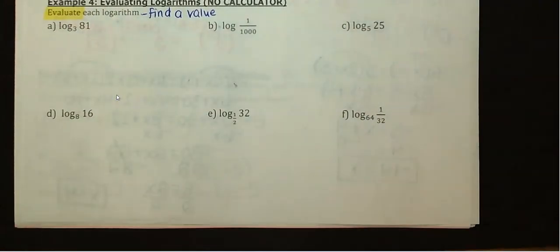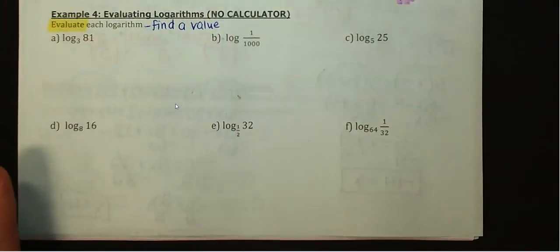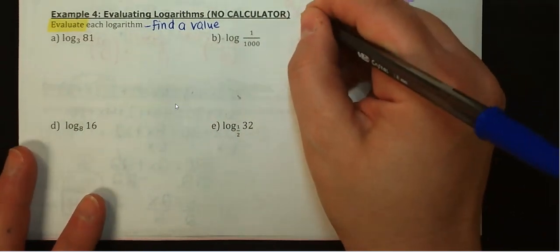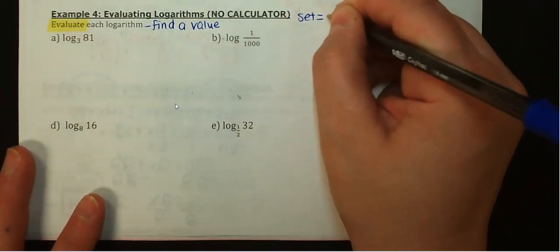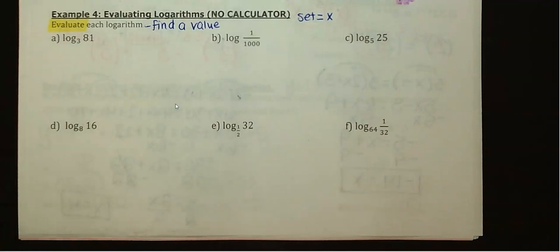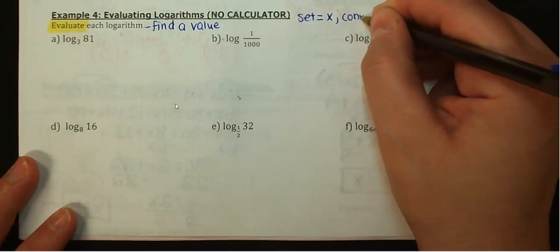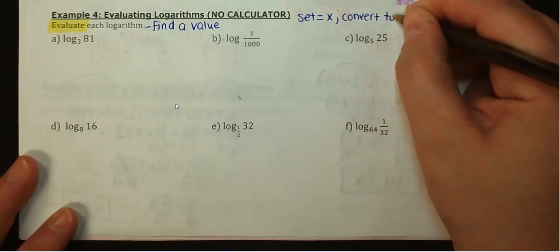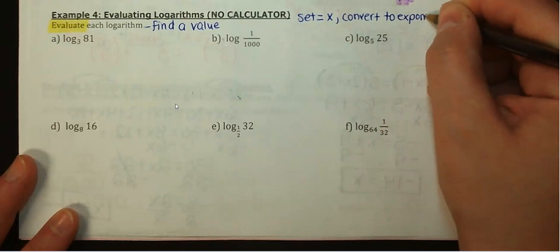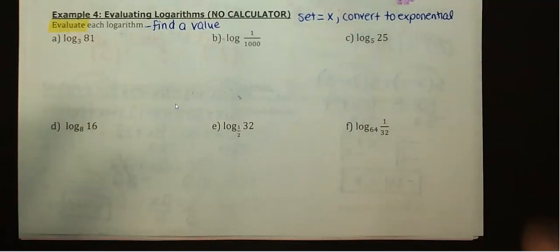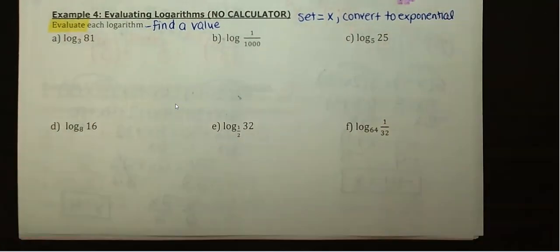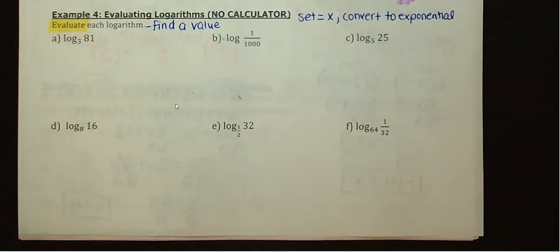Okay, here's what I would recommend. Here's my process here. I would tell you to pick your favorite variable. I usually just use x, but set each one of these equal to x, and then I'm going to convert to an exponential. And then we'll go from there. And it'll be more like the questions we were going to do on the front. These you got to be able to do without your calculator, but use your little yellow paper if you want to.